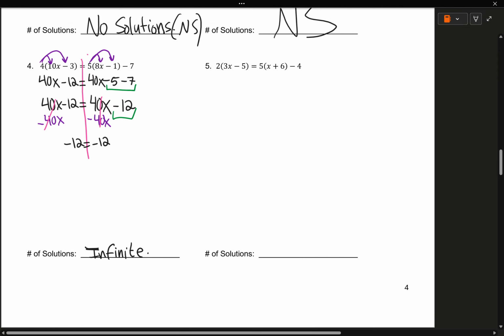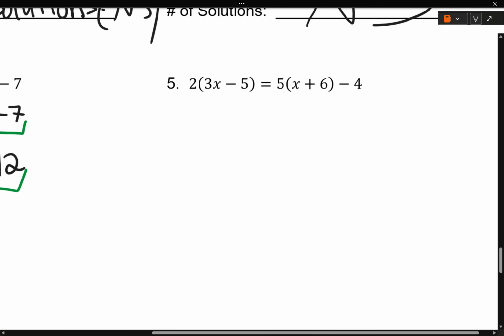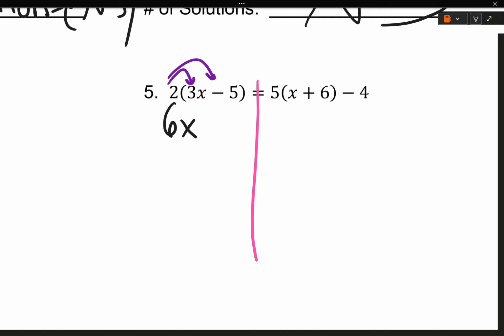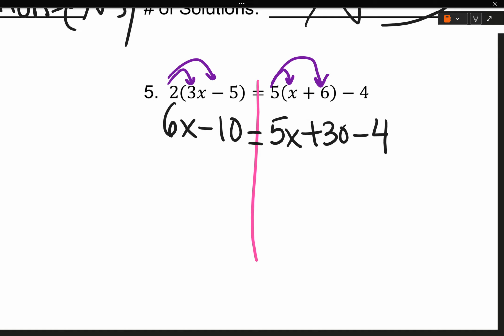Fantastic. All right, last one, number 5. Let's draw a line down the middle. 2 times 3x is 6x. 2 times -5 is -10. 5 times x is 5x. 5 times 6 is 30. And the -4 comes along.